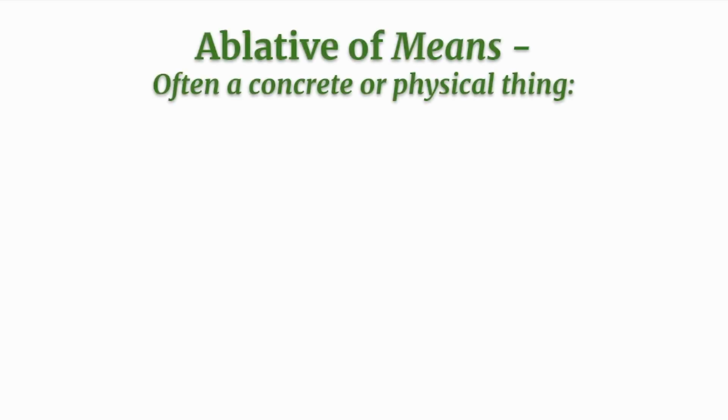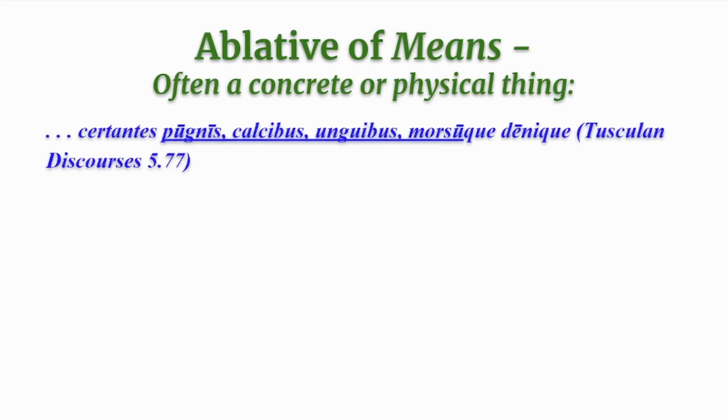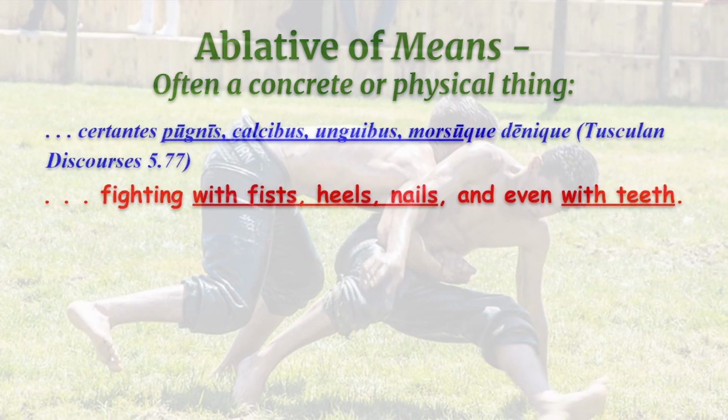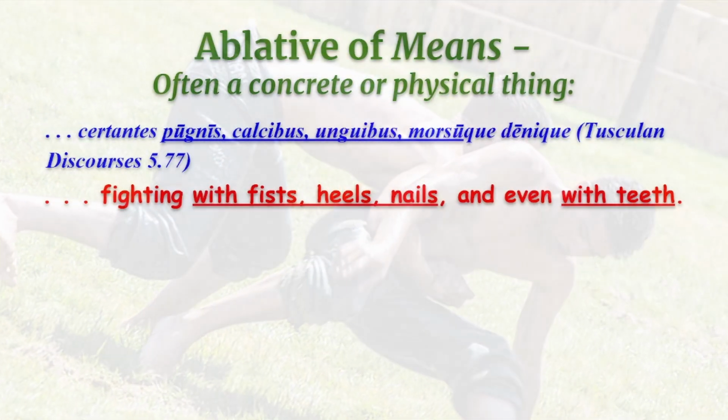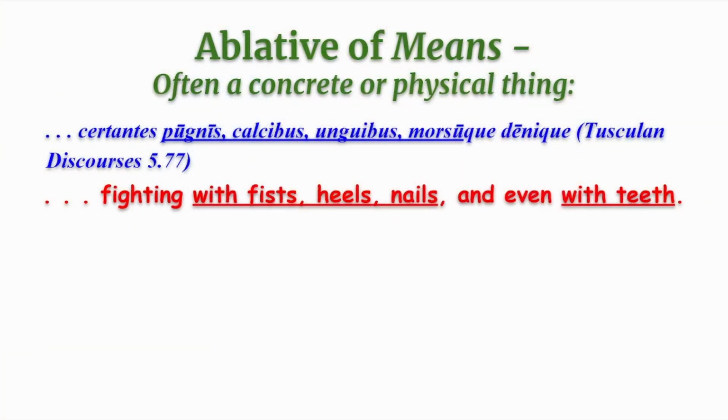So very often the ablative noun is a physical thing, as when Cicero, in his Tusculan Disputations, describes the Spartan youth as fighting with fists, heels, nails, and even with teeth. So notice here are the means of their fighting. Pugnis, calcibus, unguibus, morsuque, right? Those are our means.